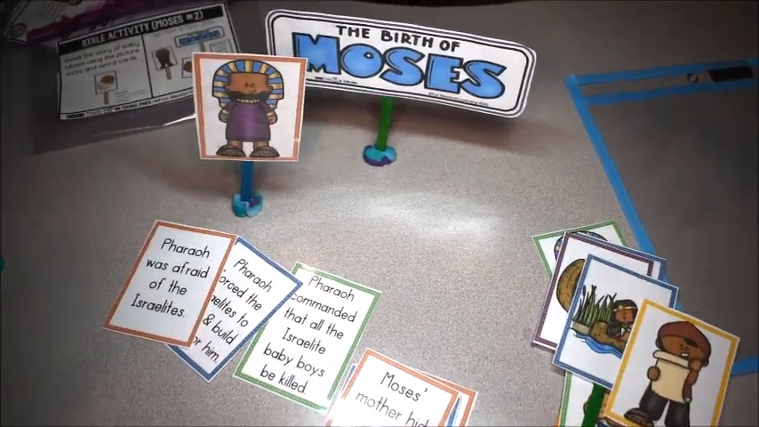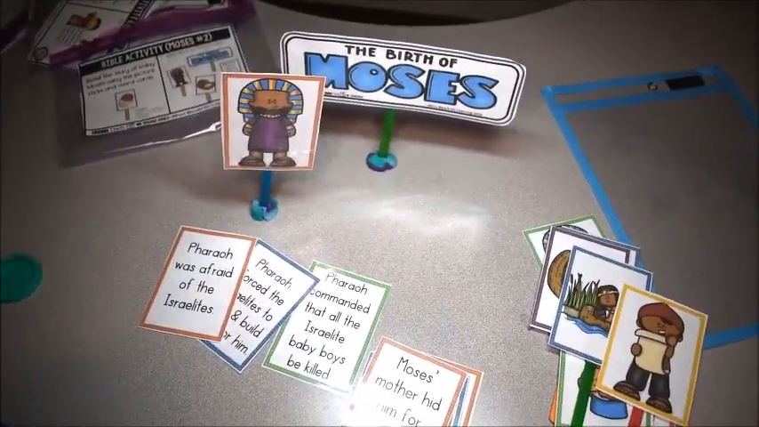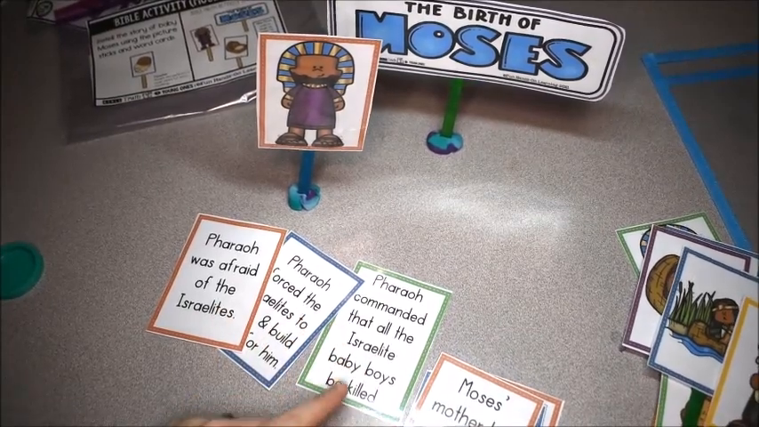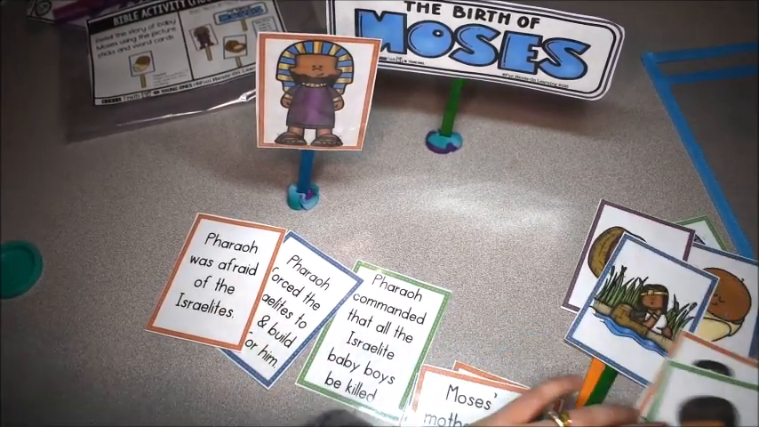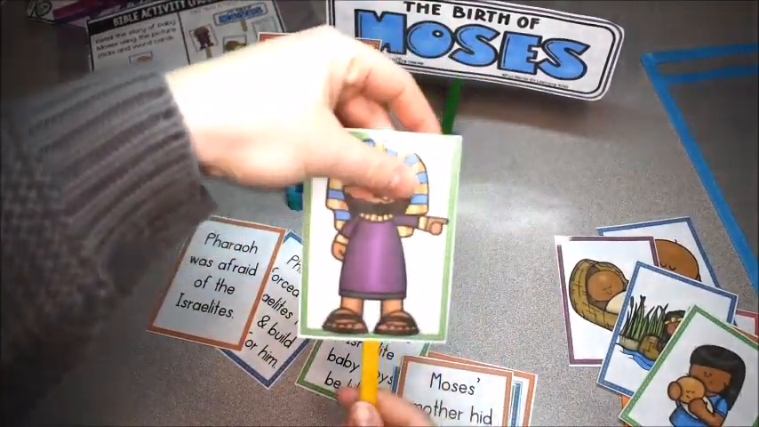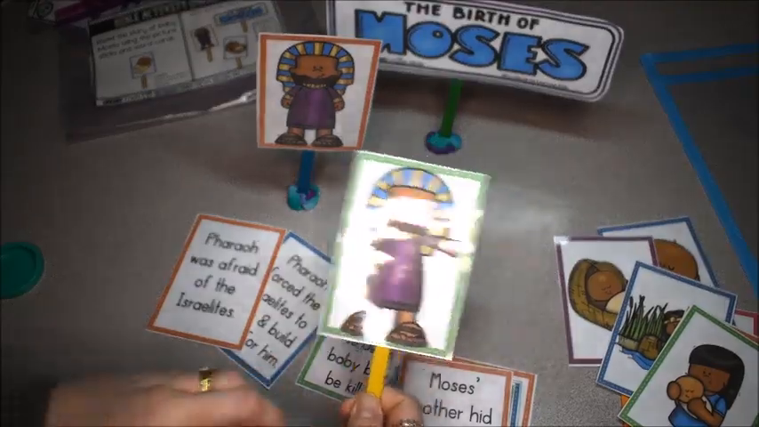Okay, let me see if I can get you a better picture of this. Sorry, guys. All right, so then he commanded that all of them should be killed. So there is a picture for that. Here's this one. All right, and so again, they would do the same thing. They could stand it up.